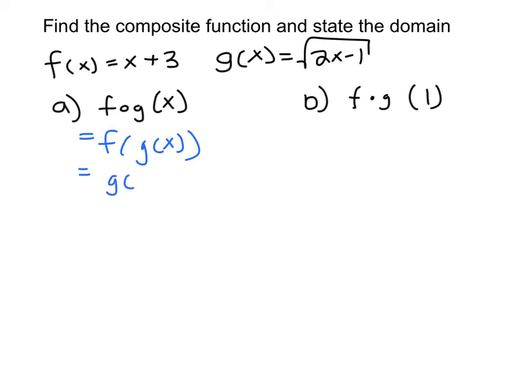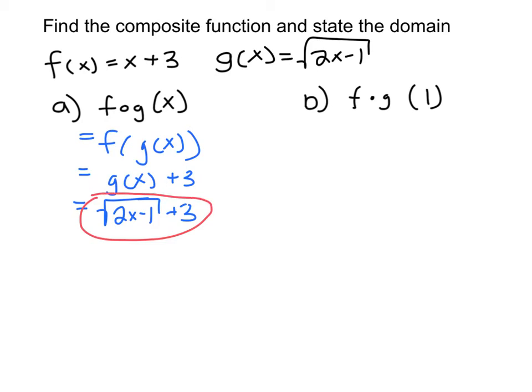So I see f of x is x plus 3, so g of x plus 3. I'm plugging in g of x everywhere I see x. So what is g of x? g of x is the square root of 2x minus 1. So I'm going to go ahead and plug that in: the square root of 2x minus 1, plus 3. I plugged in this g of x, plus 3. So there we go. That's f of g of x. So I can circle that.